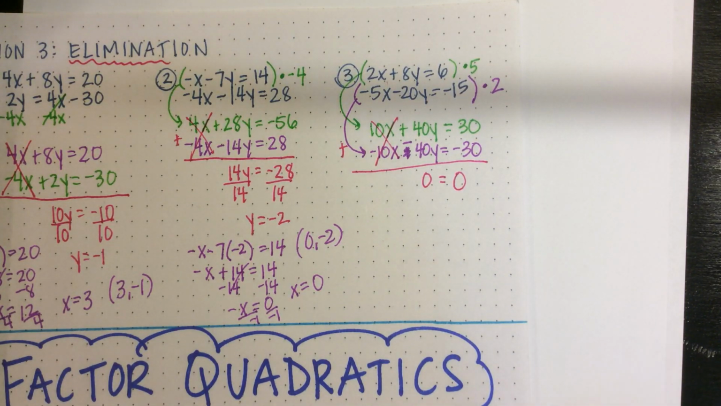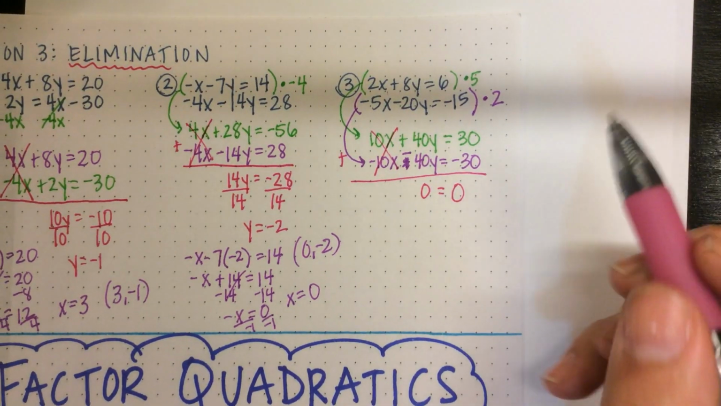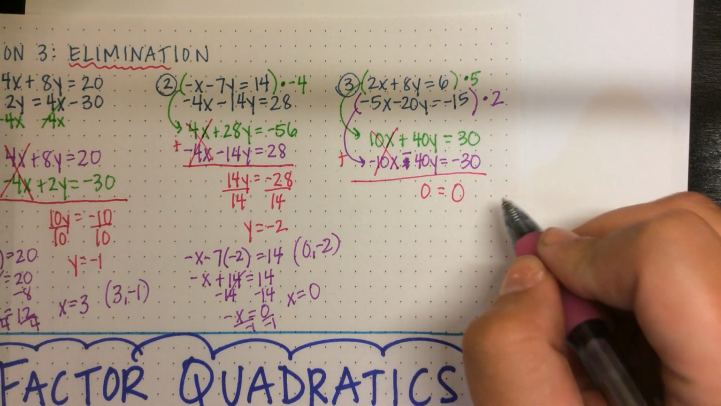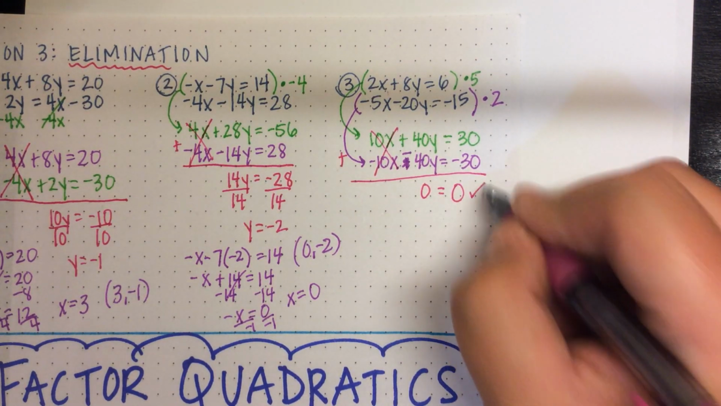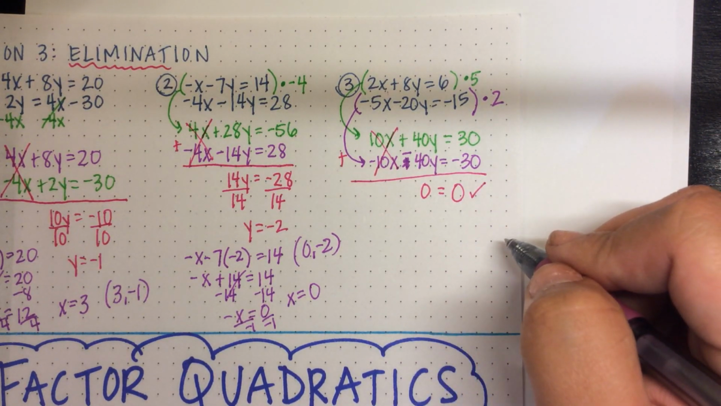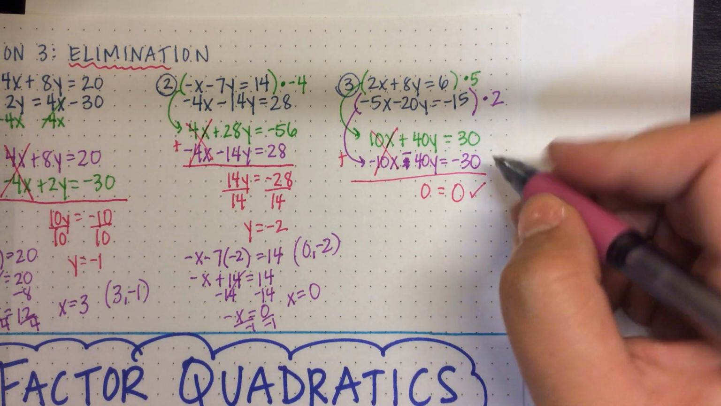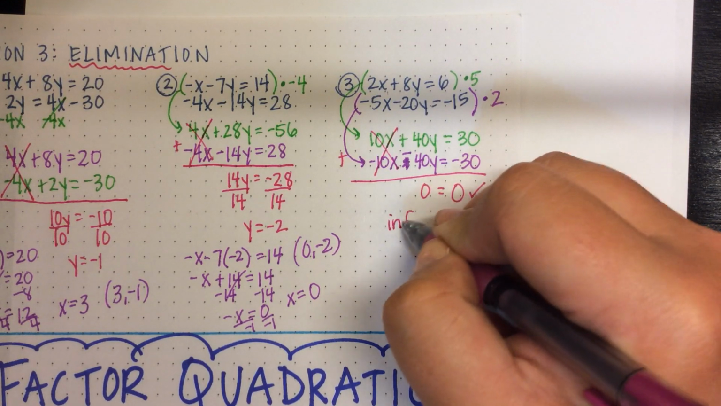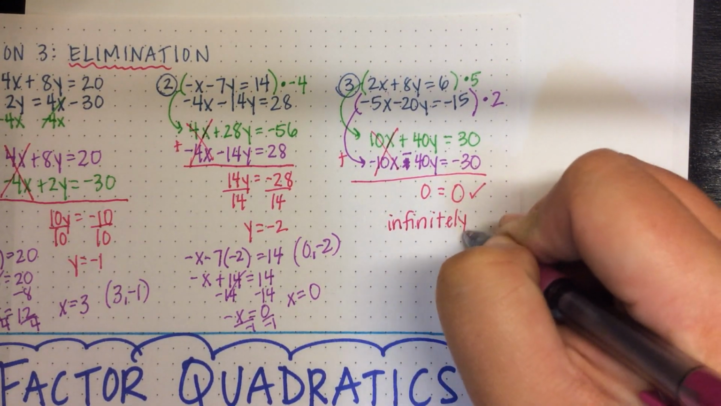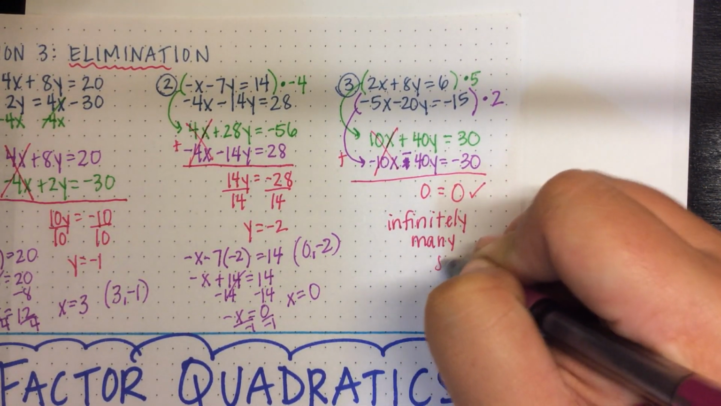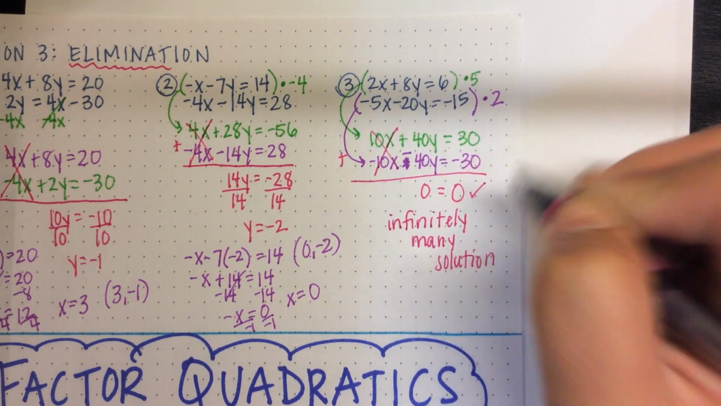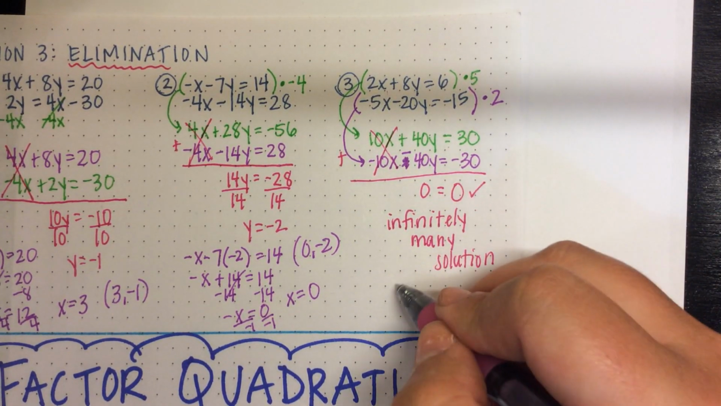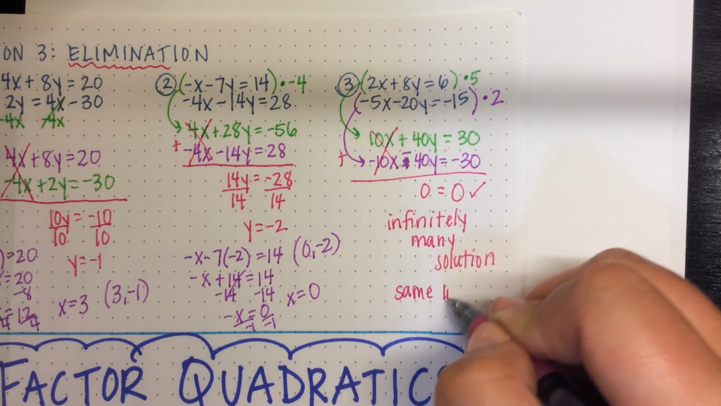I had x's and y's, and I got down to where I don't have any x's and y's left, so I'm down to a statement. Remember, if it's a false statement, that means that it's no solution. But in this case, 0 does equal 0, right? That's a true statement. So if it's a false statement, it's no solution. If it's a true statement, we have a couple different things you can say. We can say we have infinitely many solutions, or we can say that our equations are the same line.